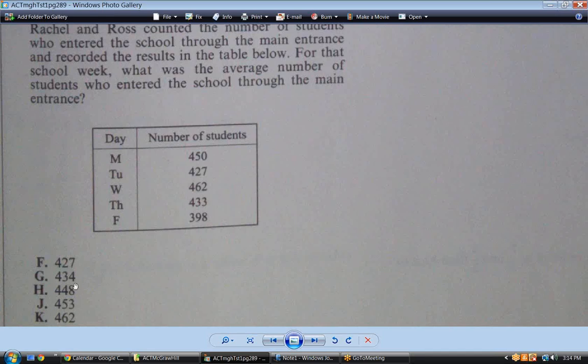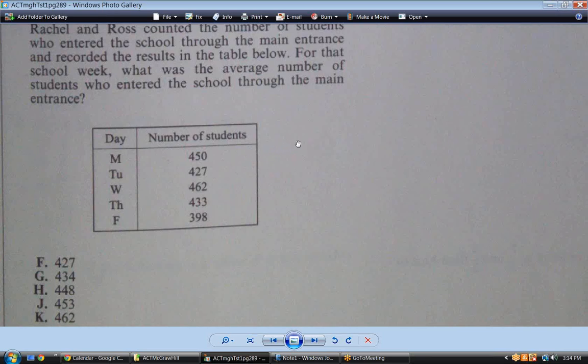Now, notice that a lot of the answers are ridiculous. 462 couldn't possibly be correct, right? That's the biggest number. Now, I don't know that I could rule out any of the others automatically, and there's no reason to. What's important is you know that average is the same as mean.